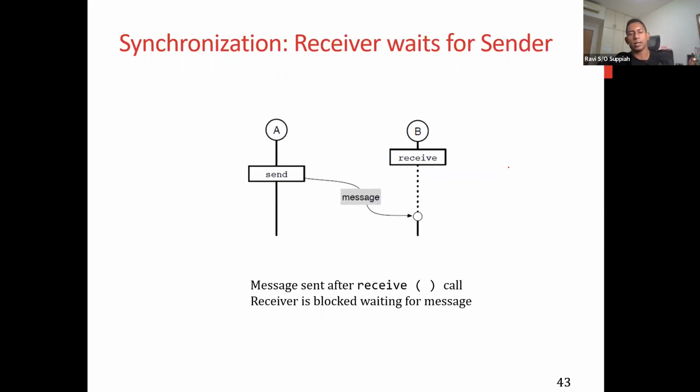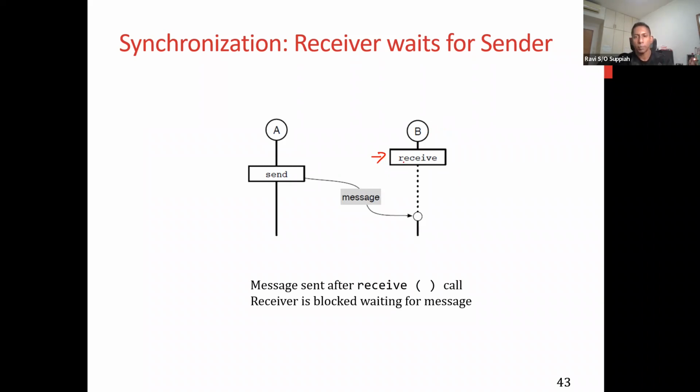One of the ways in which synchronization is achieved between sender and receiver is that the receiver is blocked, waiting for a message. In this example, task A is sending the message and task B is supposed to receive the message. But what happens if task B runs first? Task B runs first and says, I want to receive the message, but there is no message yet, because task A has not had a chance to run until that point to actually send the message.